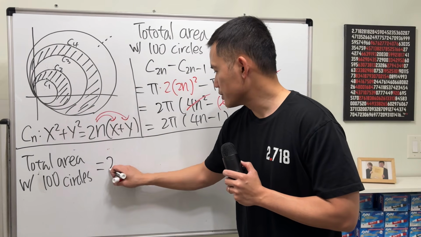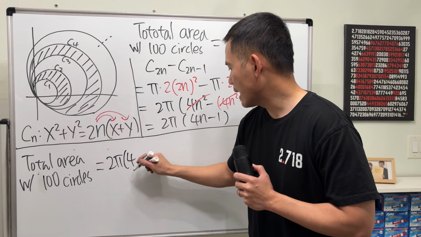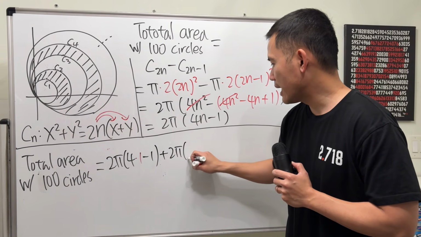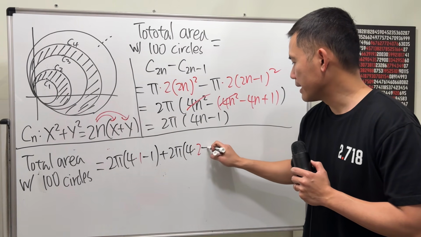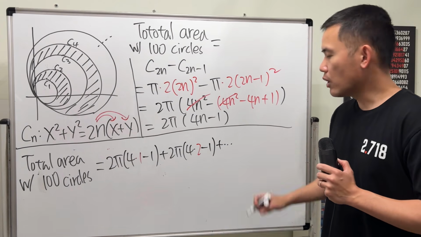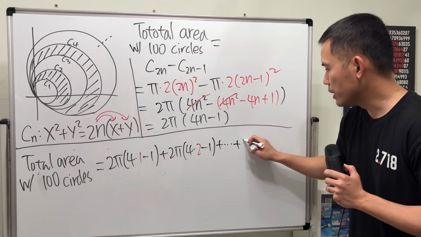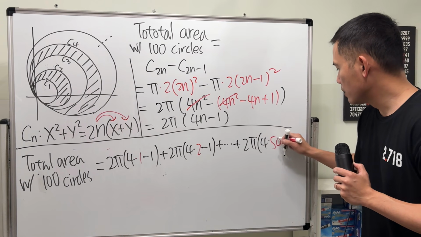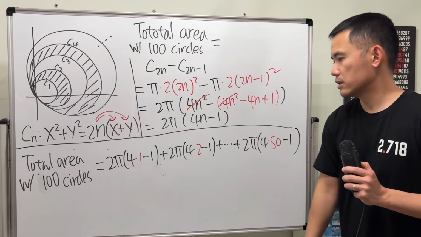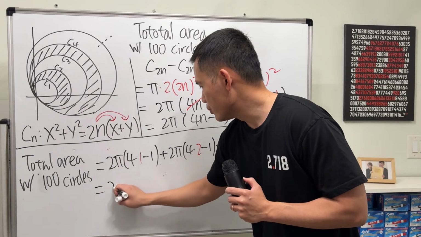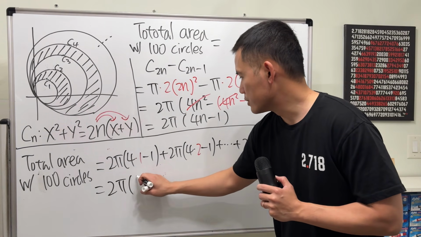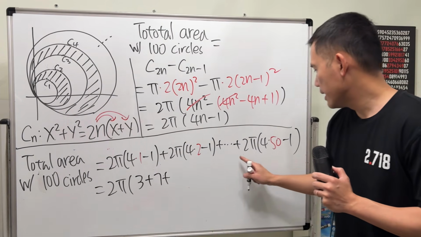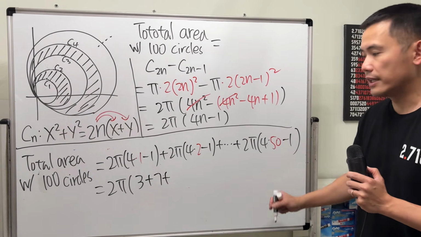So the first term is 2 pi times 4 times 1, and then minus 1. And then the second one, 2 pi, 4 times 2, minus 1. And then so on, so on, so on. We have to do it until we hit when n is equal to 50, so that we can get a total of 100 circles. Now we can factor out 2 pi. And this right here is just 3. And this right here is going to be 7. And then the last one is going to be 199.